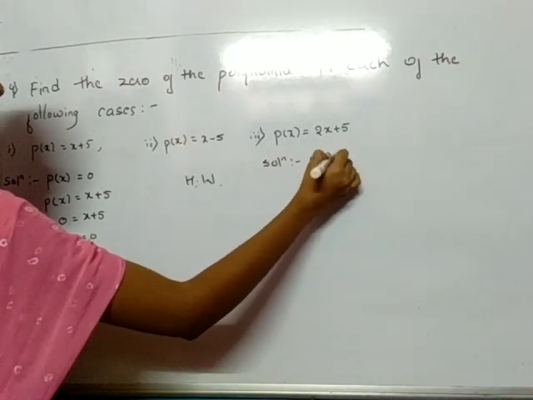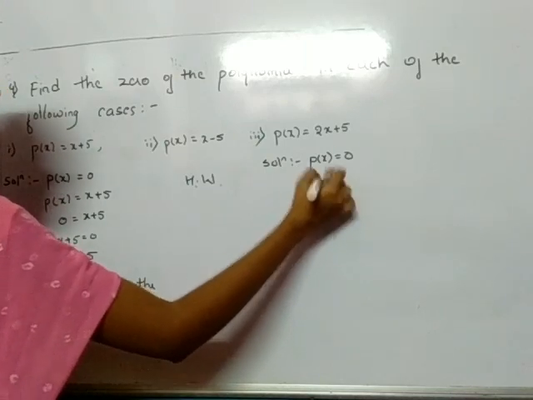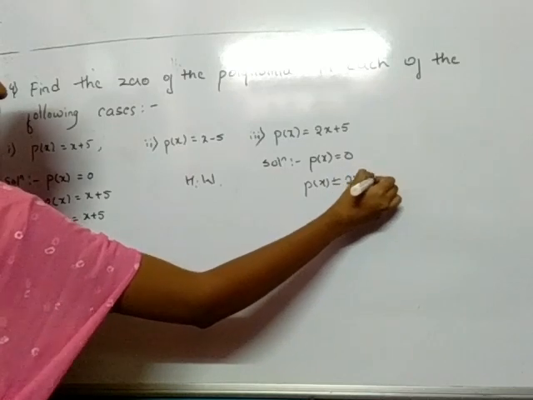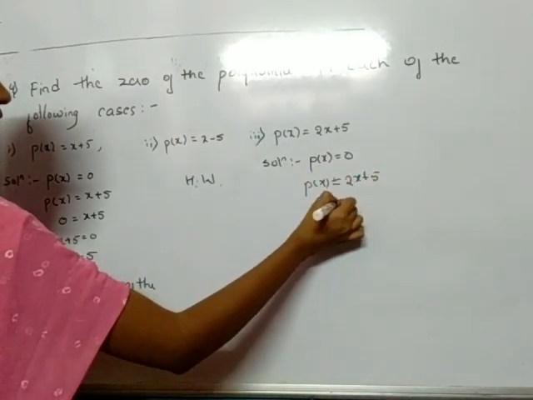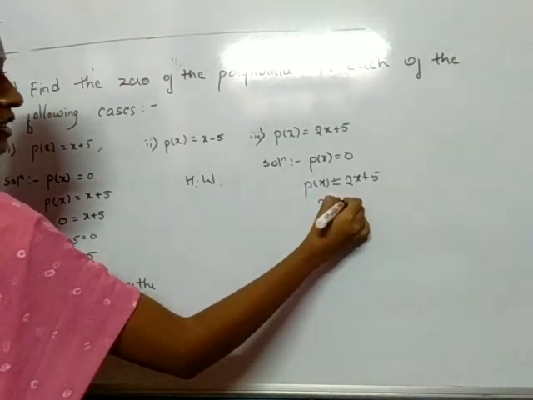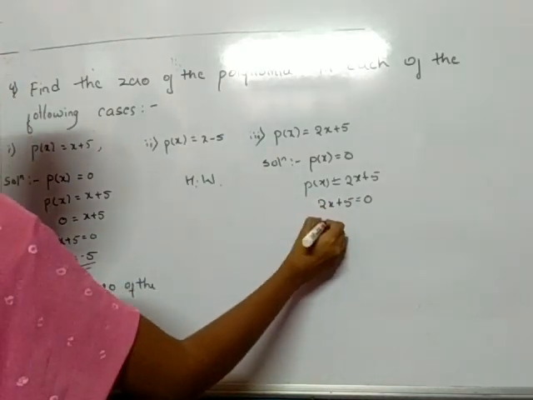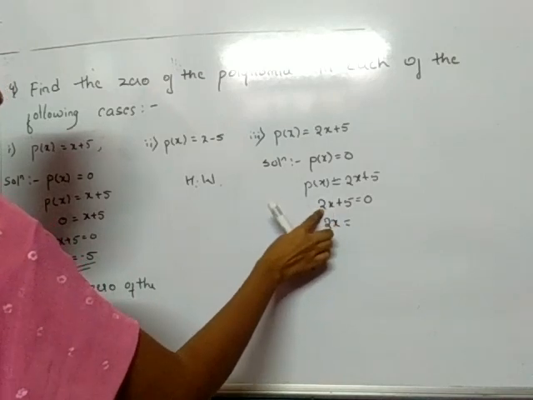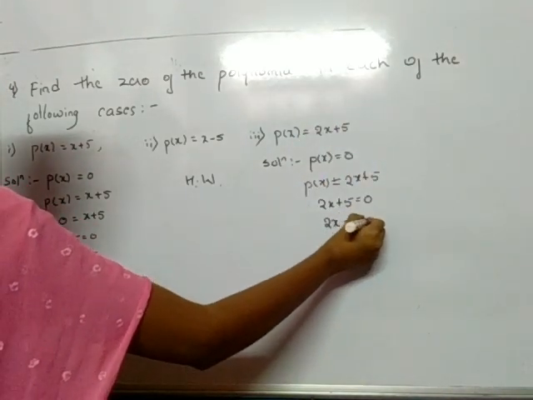Then the third one, P of x is equal to 0. Then we got the polynomial 2x plus 5, right? Now P of x means here 0, so I am giving here 0, or directly you can write 2x plus 5 is equal to 0. Now 2x, I will keep this 2x here only. I will bring this plus sign to the right hand side. It will become minus 5.